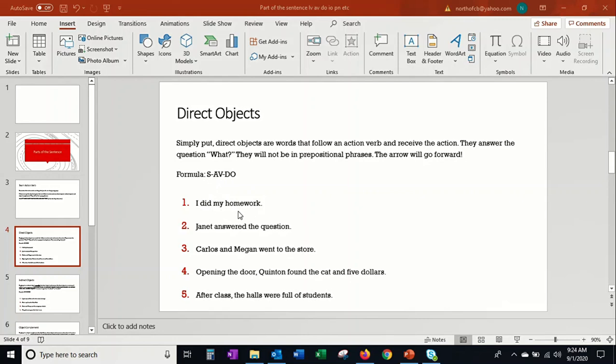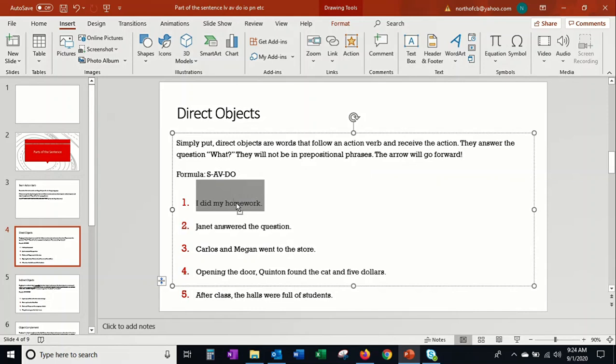So let's look at the first one, okay? I did my homework. What's the action? Did. Who did? Subject. And guys, the easiest way to think of a subject: who or what's doing the action? I did what? Arrow goes forward. Let's pass the ball forward. I did my homework. It answers the question, what? I did what? My homework. So this word right here, that is your direct object.